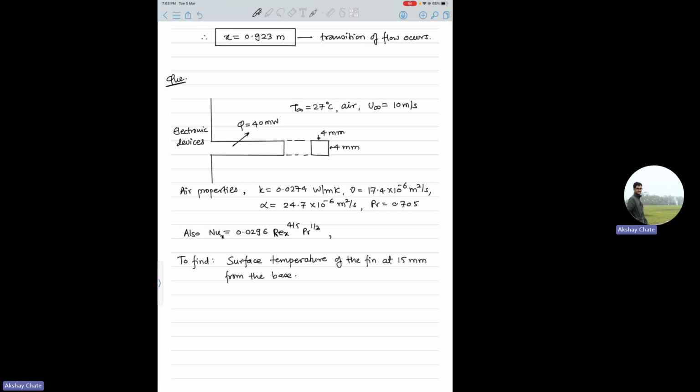Yeah, apart from that, they have given K of aluminium, because the fin is made of aluminium, as 200 watt per meter Kelvin. This K is for air, which is flowing over the aluminium fin. I am not sure what this L is. They should mention L, right? They have given it, I think. One second, I'll find out this L.